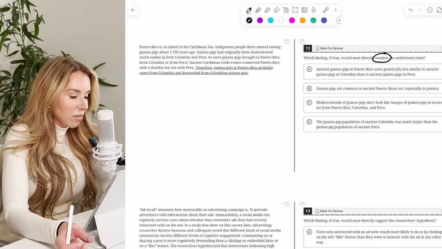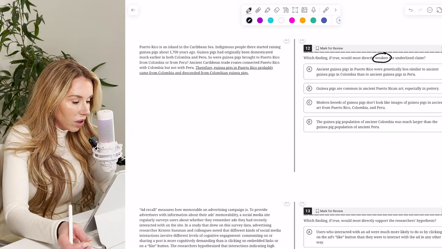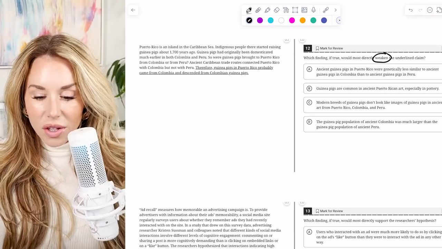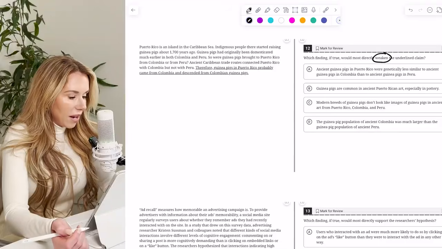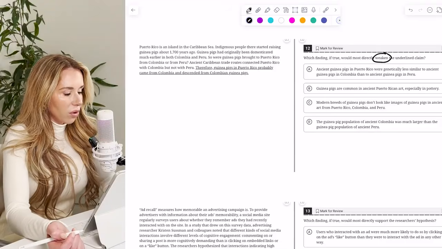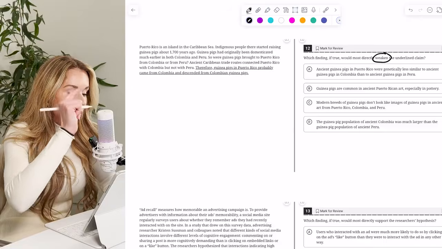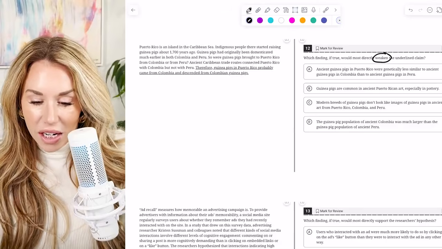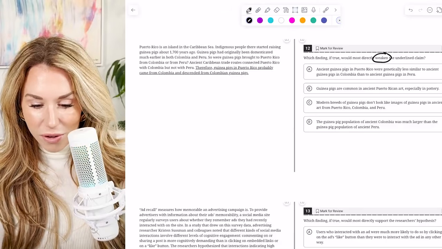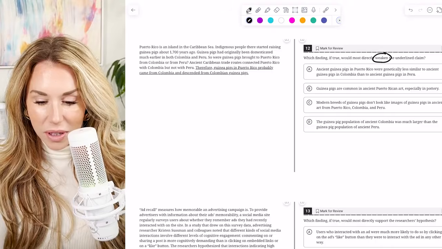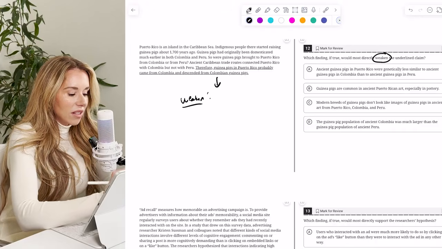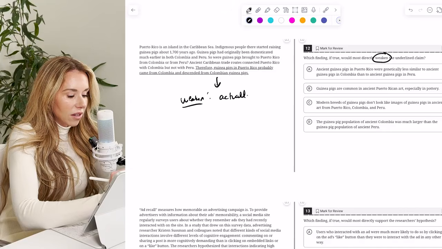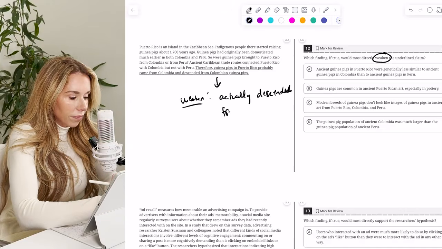Guinea pigs had originally been domesticated much earlier in both Colombia and Peru. So, were guinea pigs brought to Puerto Rico from Colombia or from Peru? Ancient Caribbean trade routes connected Puerto Rico with Colombia, but not with Peru. Therefore, guinea pigs in Puerto Rico probably came from Colombia and descended from Colombian guinea pigs. Well, what would weaken it? Maybe a statement that says they actually descended from Peru?